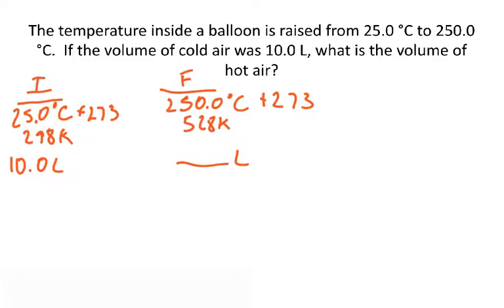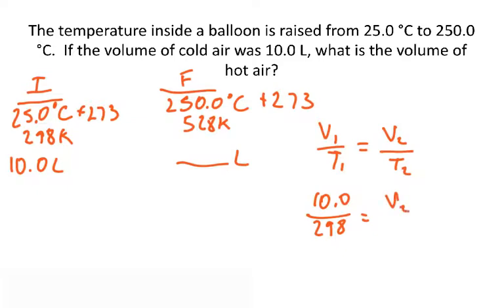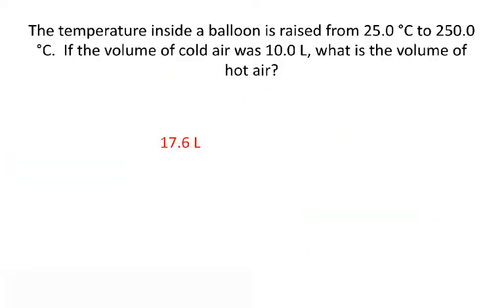And we know that V1 over T1 is equal to V2 over T2. So 10 over 298 is equal to V2 over 528. We can solve for our final volume, and we get an answer of 17.7 liters. And that's just cross multiply and divide like you do with ratios like that. So 17.6 liters.